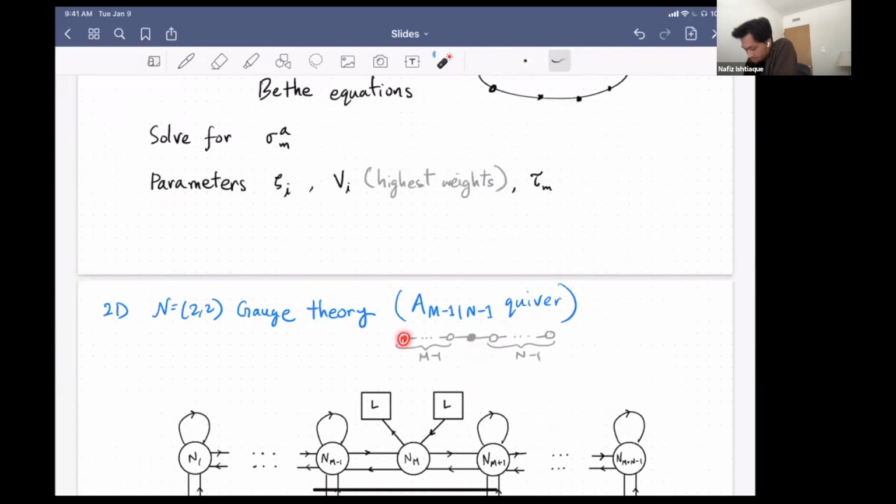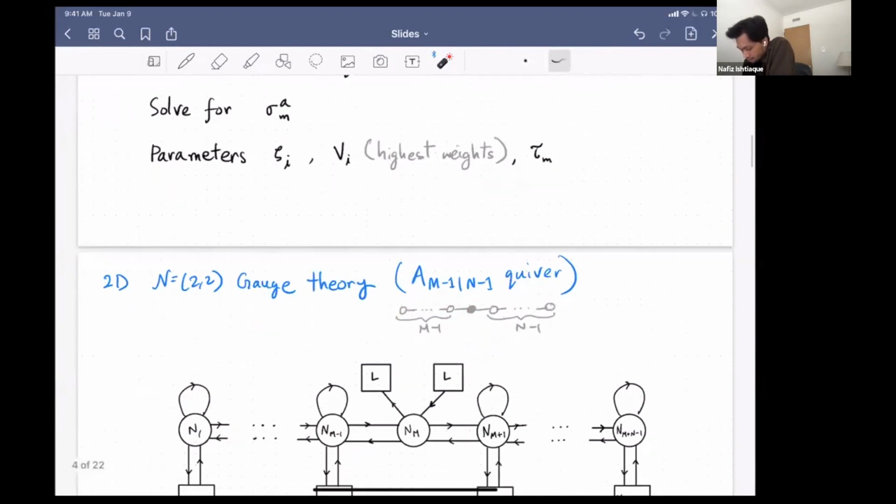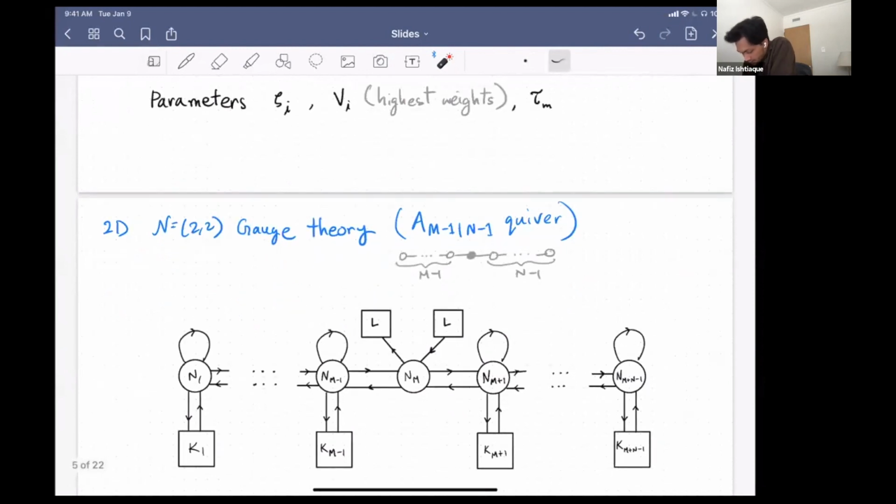So each circle corresponds to a simple root of the algebra, and the black circle corresponds to an odd simple root of the algebra. This is not a unique choice of Dynkin diagram, but this is the most common choice. So I will talk mostly about this particular choice of the Dynkin diagram, and I will say a few words about other choices at the end.